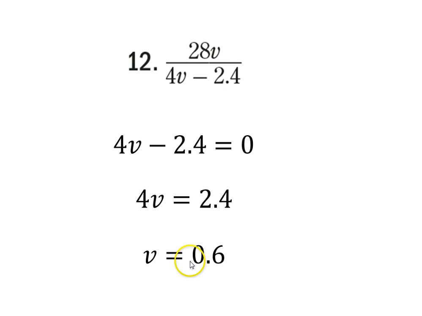Because if v was 0.6, and we plugged it in for v here, and we did 4 times 0.6 minus 2.4, we would get 0. And 28 times 0.6 divided by 0 is undefined. You can't do it. So v cannot be 0.6 would be our answer there.